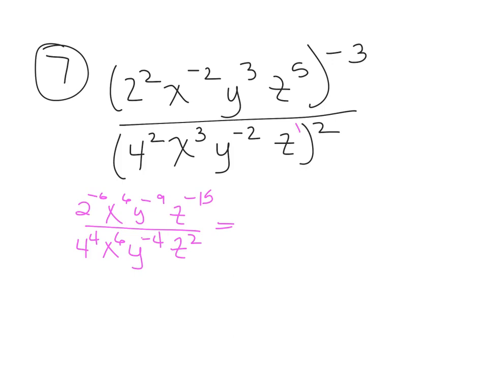Okay, so now we're ready to start moving and grooving here. You may think that's weird, but it's true. All right, 2 to the negative 6. What's going to happen there? We're going to put it on the bottom. 4 to the 4th, we're going to stay on the bottom. Okay, I'll worry about all that later.